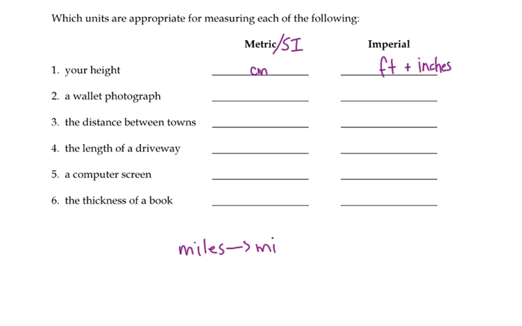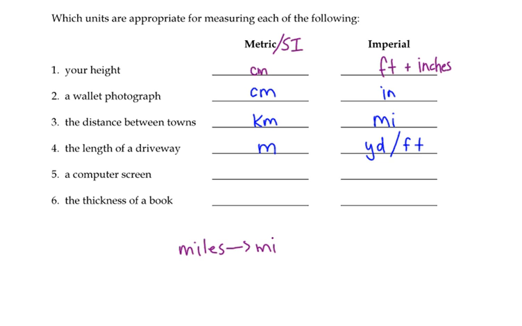What do I mean by a wallet photograph? You know those little ones that go in the wallet? So which metric unit would you use to measure that? Centimeters, and inches if it was imperial. Are we just going to go through these together? Okay. The distance between towns. Kilometers is metric. Miles is imperial. The length of a driveway. You can use meters, yards, or feet. I'll accept either.